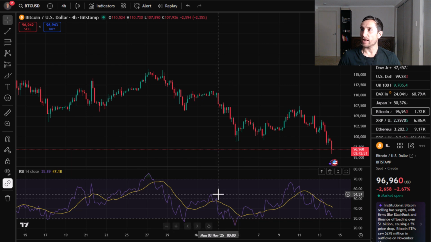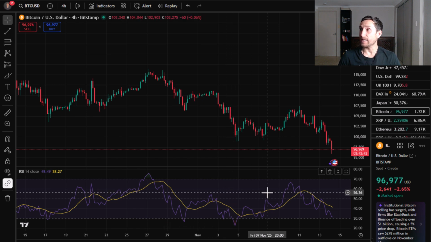But the real strength of RSI is spotting divergence. For example, if price makes a higher high, but RSI makes a lower high, momentum is weakening. This often leads to a reversal.